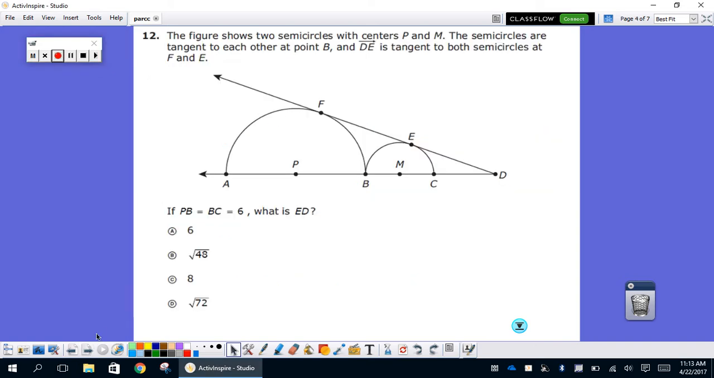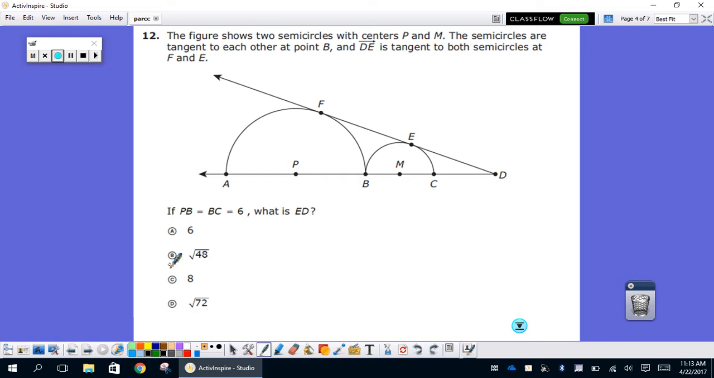Okay? So in number 1, you have a figure with 2 semicircles with centers P and M. The semicircles are tangent to each other at point B, and say ray DE is tangent to both semicircles at F and E. Shout out to Mr. Rankin because he helped us solve this one.